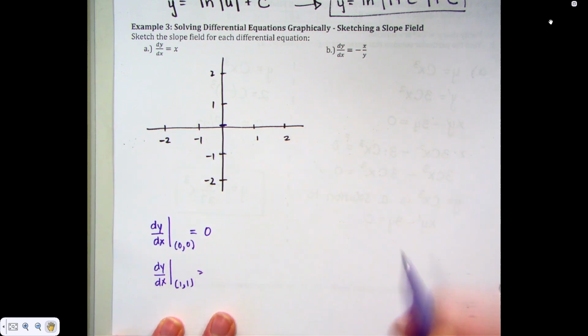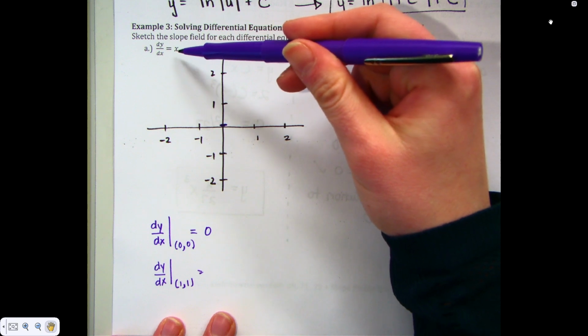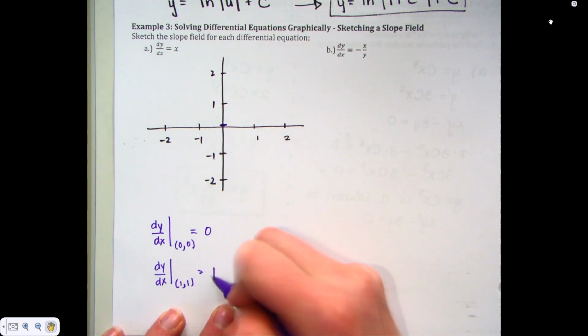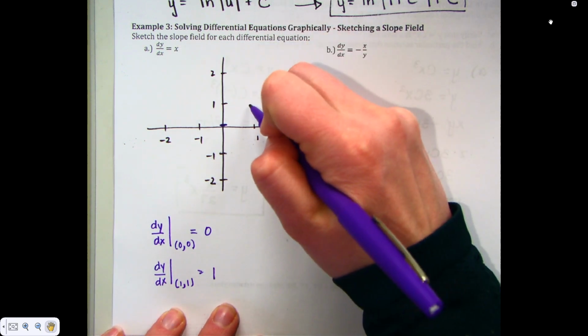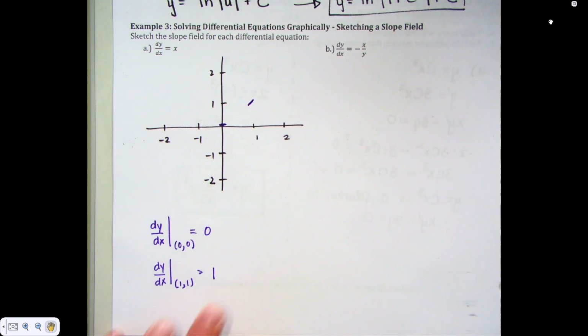Well, if the slope of the curve is equal to x, then at (1, 1), the slope is 1. I would think about what a slope of 1 would look like. That would be almost like a 45-degree angle. It's a nice, easy slope. And the trick is that you don't want to do this at every single point. You want to be able to make some sort of generalization. So every time that x is 0, I would get a slope of 0.